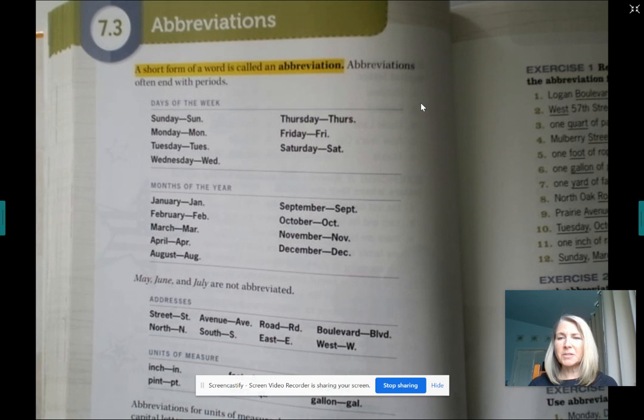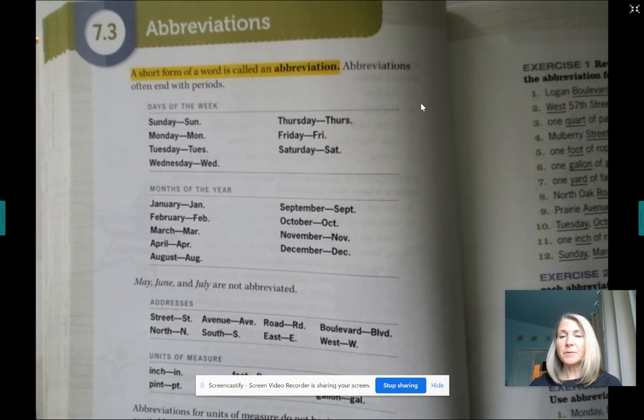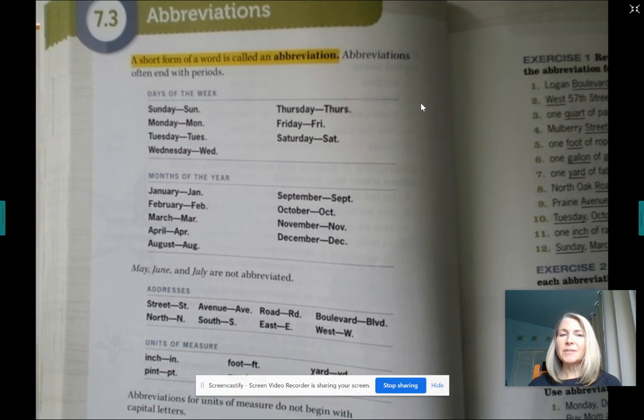There are many exceptions to how they're actually put together, but in general, you're focused on the first letter and then either the ending letter or a smart placement in the middle so that you can recognize what the word is, but not have to write out the whole thing. And you end it with a period. And they always start with a capital unless they are units of measurement, which we'll get to at the bottom.